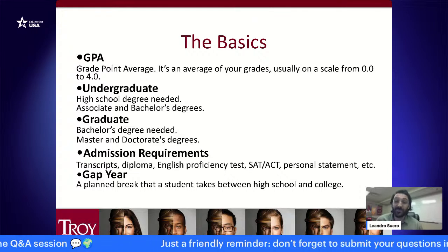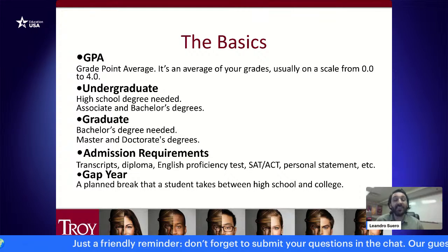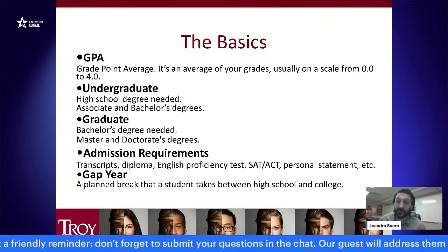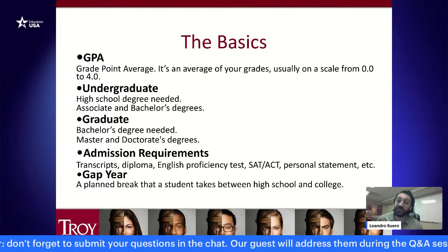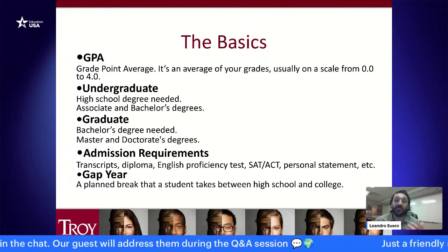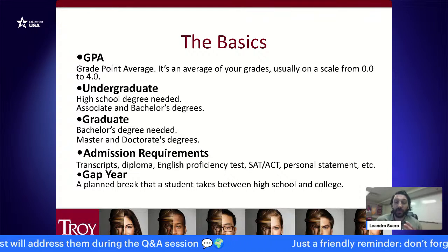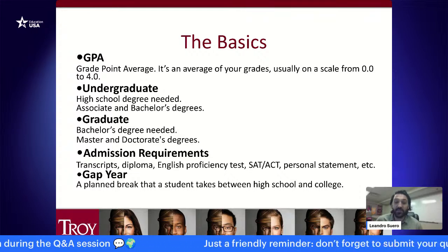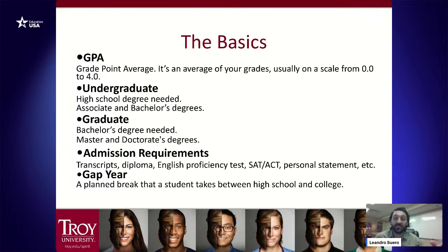So now what's the difference between an associate degree and a bachelor's degree? An associate degree is a 2-year degree, and a bachelor's degree is a 4-year degree. What you can do is finish an associate degree, a 2-year degree, and those credits are usually worth the same for a bachelor's degree. So you can finish 2 more years after finishing your associate degree, and you can complete your bachelor's degree.